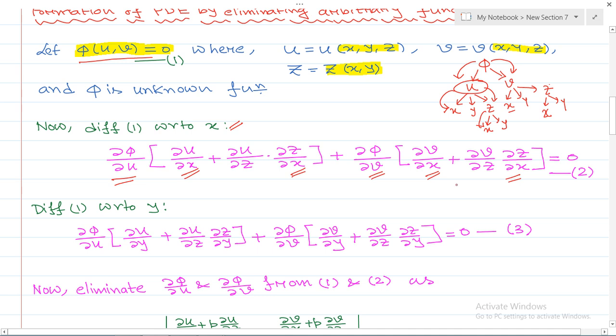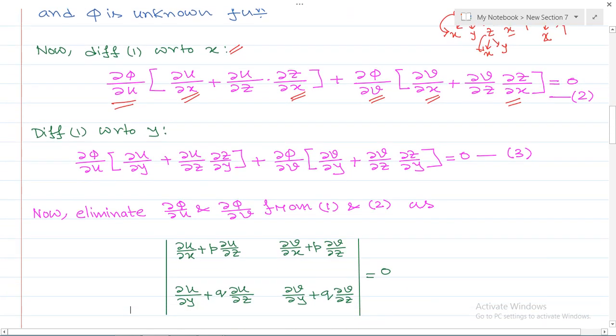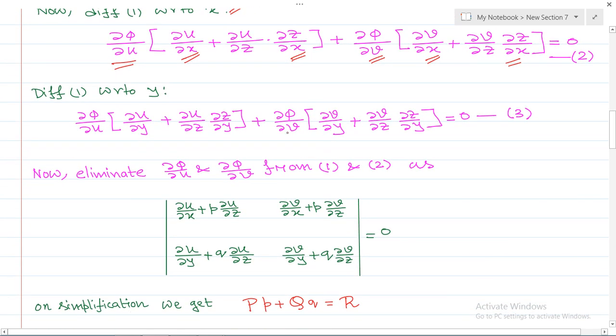In a similar manner, we can do the differentiation of the phi function with respect to y. So we will have the same form, only you can understand that x has been replaced by y. Now we have to eliminate phi, right? So in equation 2 and equation 3, where is phi coming? In this coefficient term, del phi del u, this is del phi del u, here also del phi del v, and here also del phi del v. Now how to eliminate this?